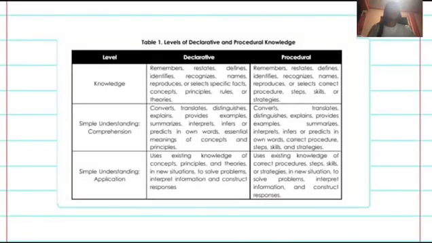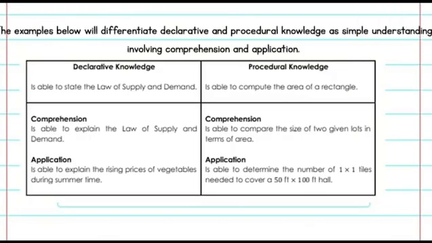Interpret information and construct responses. Next, the example below will differentiate declarative and procedural knowledge as simple understanding involving comprehension and application. So for the declarative knowledge is able to state the law of supply and demand. So for the comprehension is able to explain the law of supply and demand.